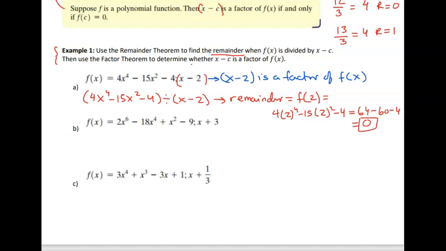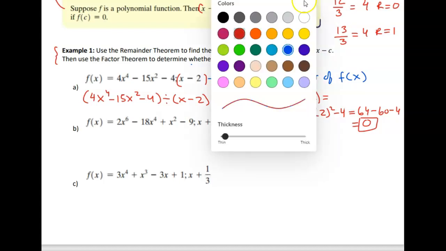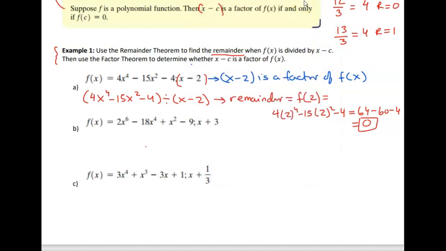Let's look at part B. Again, we want to see what the remainder is when we divide this function by this binomial. So the remainder is going to be f evaluated at -3.